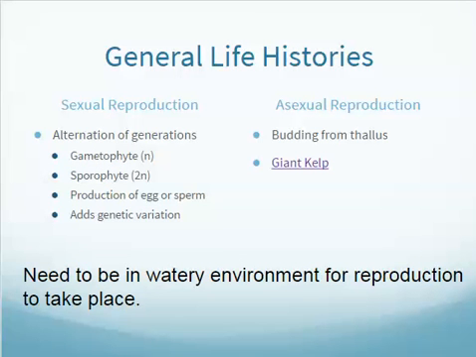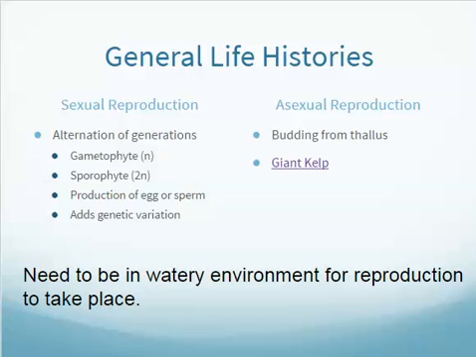So the general life histories of them. First off, they need a watery environment to reproduce. They've got to be in water. Okay, they're not going to reproduce if they're dry. So that is a huge adaptation that had to take place before that green algae moved onto land, right? Because on land, they're going to have times where they're out of the water.